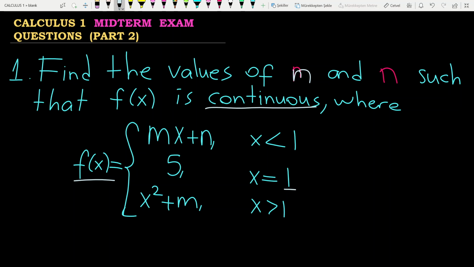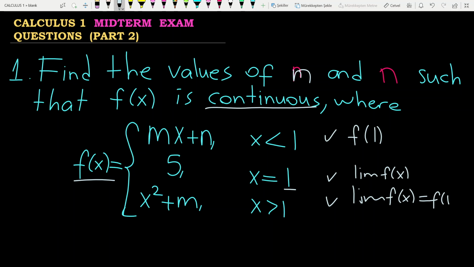So when we talk about continuity, as you remember, we have three conditions. For this question, f of 1 must exist. The limit, when you approach from right and left, of course, to the point 1, must exist. And this limit value must be equal to f of 1. Let's go step by step. The first condition, f of 1 is equal to 5.